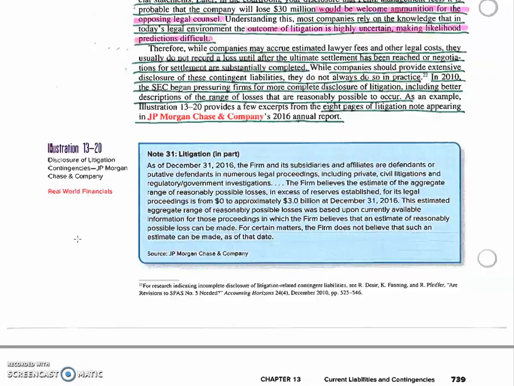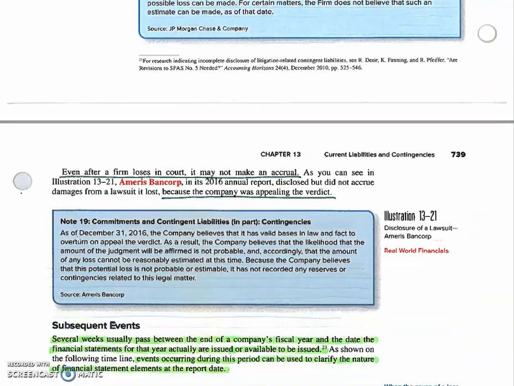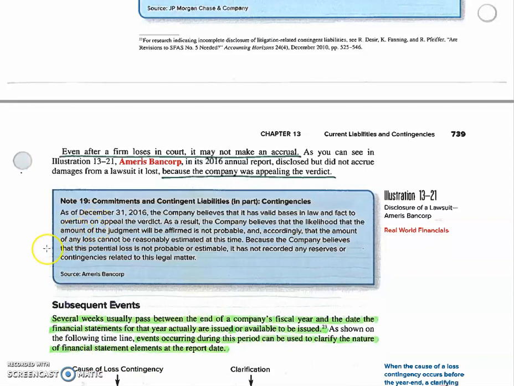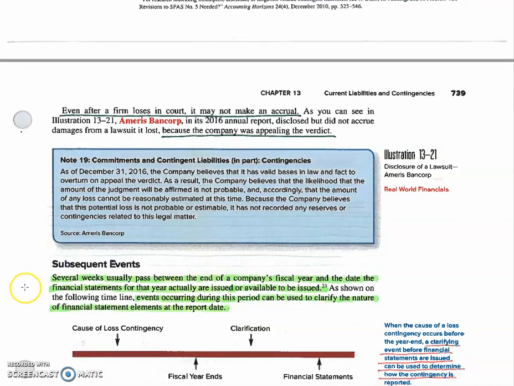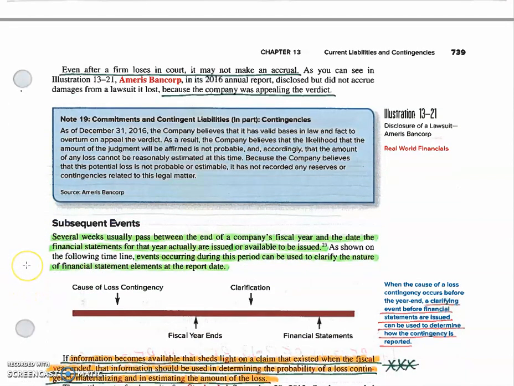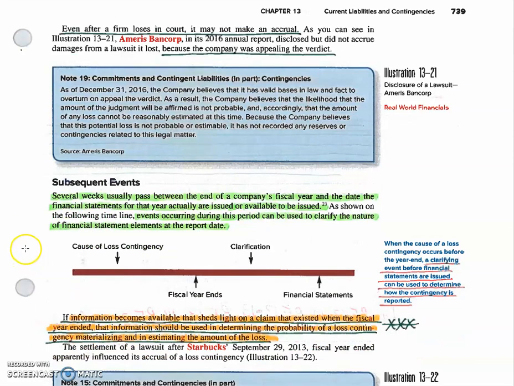So, the book spends a ways talking about that, but that's the gist of it. Now they get to subsequent events. Generally speaking, in accounting, subsequent events do not have an effect on the balance sheet, except to the extent they make known something that existed at year end but was at that point unknown. Now, contingent liabilities can be the same thing.